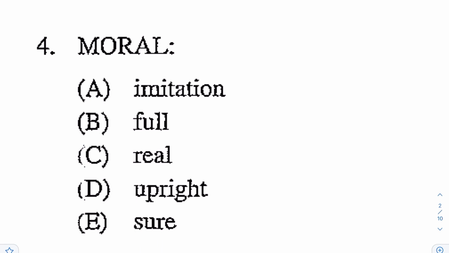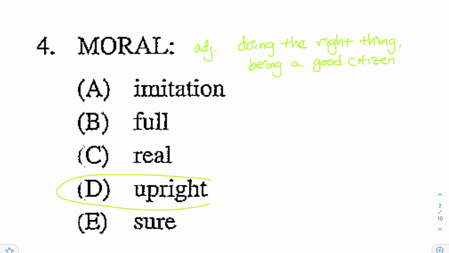Next, for number 4, the word here is moral. So moral in this case could mean, well, normally as an adjective, morality has to do with doing the right thing. So you're not breaking the law, you're doing something that should be done. Being a good person, for example. A good citizen. So that means, not littering, cleaning up after yourself, being respectful of people. So by being moral, you're doing all those things. And a synonym of that is choice D, being upright.